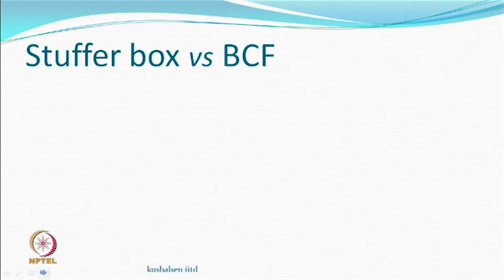Now, stuffer box also generates crimps and the BCF also generates crimps. So, they will be giving modified stretch yarn levels. So, what is the difference between the two types of products? The most important difference is, in the case of BCF, the filaments actually get separated before they are thrown onto the drum.